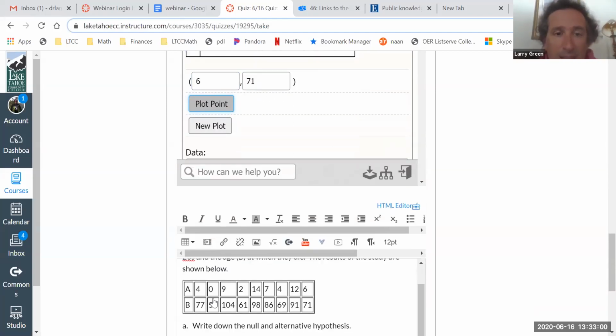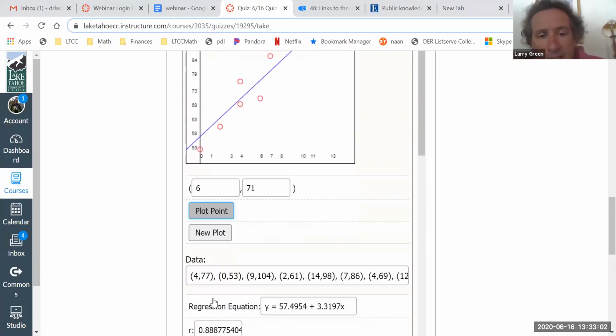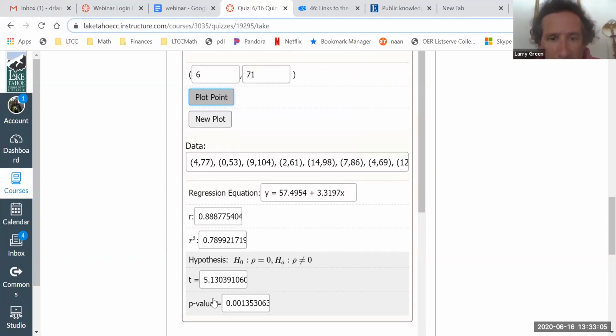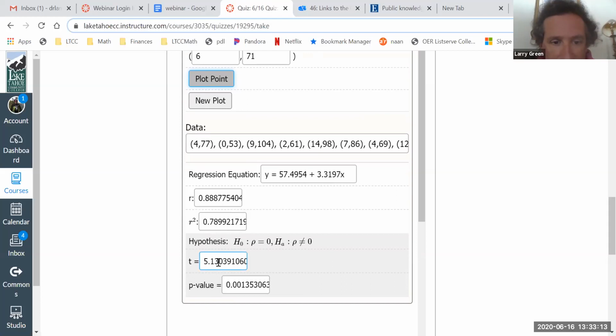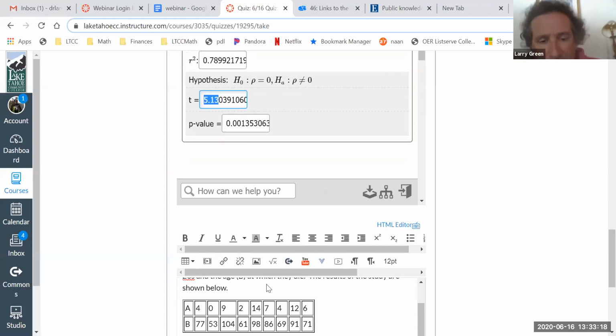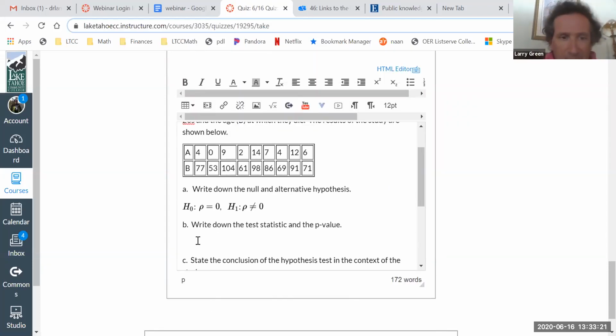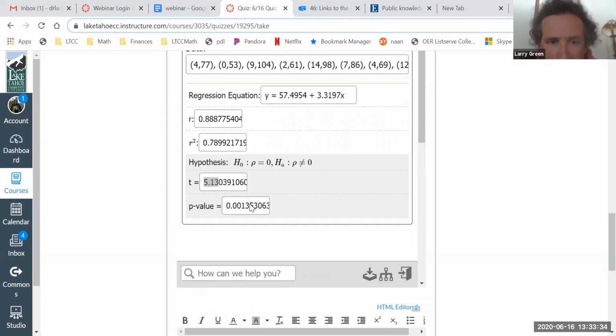Okay, once we have the data entered, then we just go and we look, and we're looking for the test statistic and p-value, and that is on the bottom here. The test statistic is t equals about 5.13. And the p-value was equal to 0.00135.